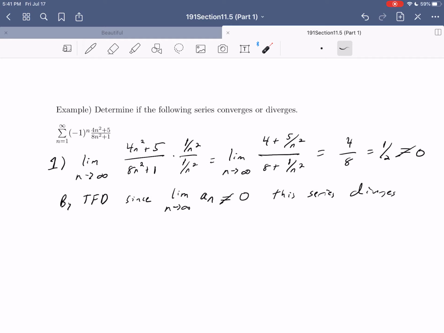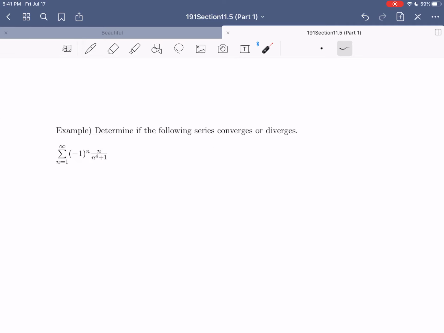It is absolutely incorrect if you said by AST. The AST is a test that either doesn't give you information or tells you something converges. It never results in an idea of divergence. The reason that this one diverges is by the test for divergence. So, nice and easy problem, but you've got to be very careful that you use the correct language to explain why. All right, let's take a look at one more of these.